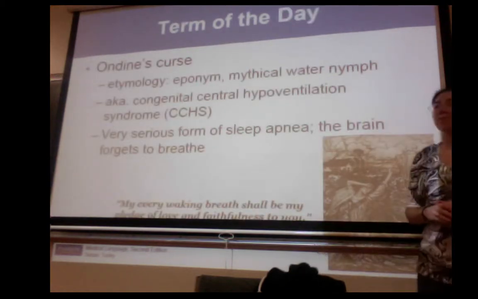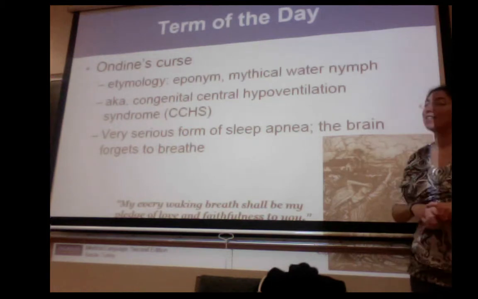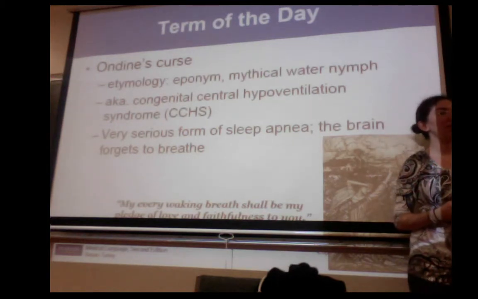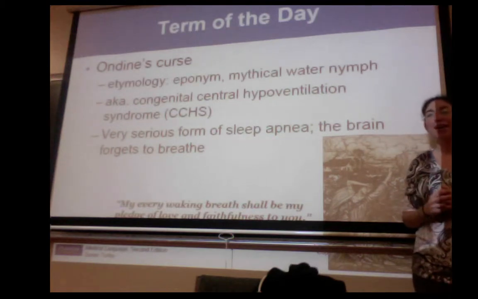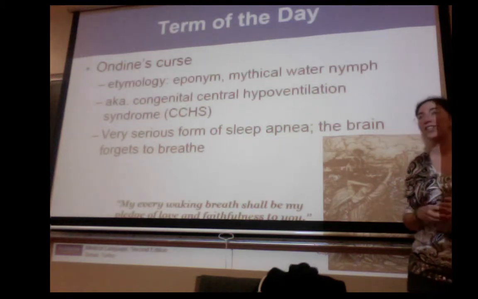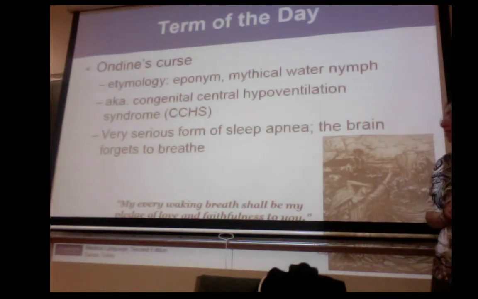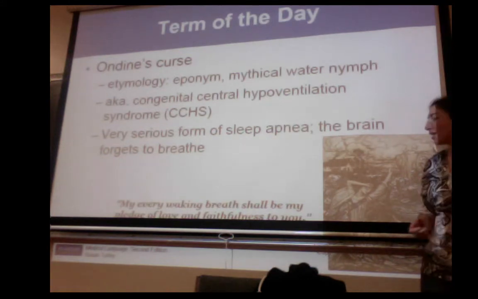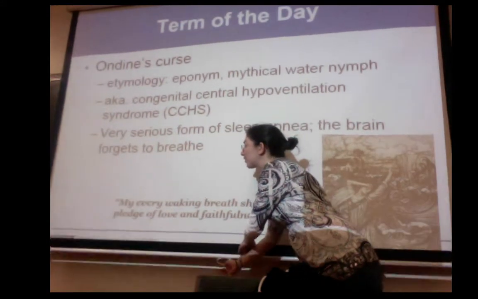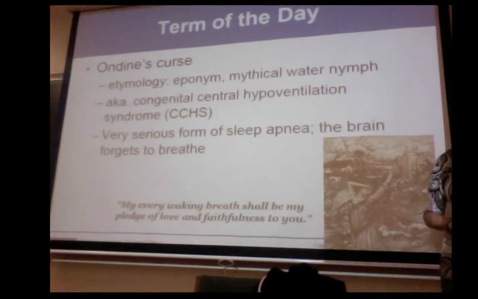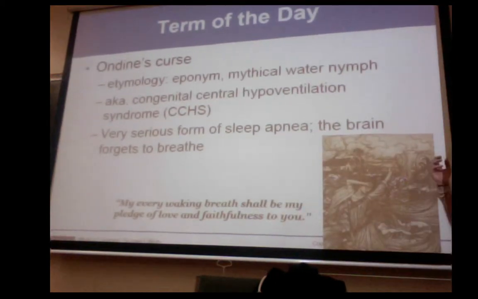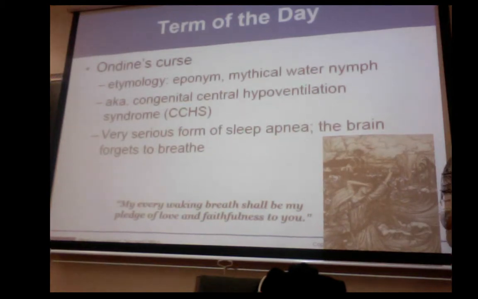So I have a term of the day for this chapter, and it is Ondine's disease or Ondine's curse. And it's one of those rare eponyms that is not named after the doctor or medical professional who first described the disease. It's actually named after a Greek myth. So Ondine was a mythological character. She was a water nymph. And of course she fell in love with a mortal, with a human man. And they were madly in love, and he swore to her that he would love her with every dying breath, or something like that.